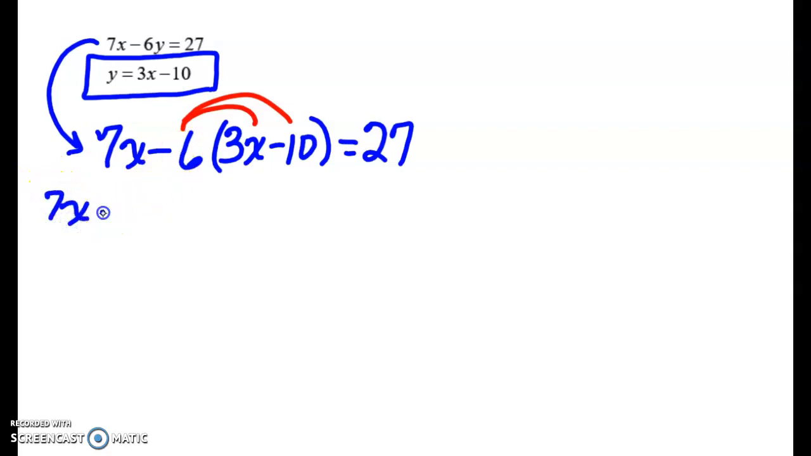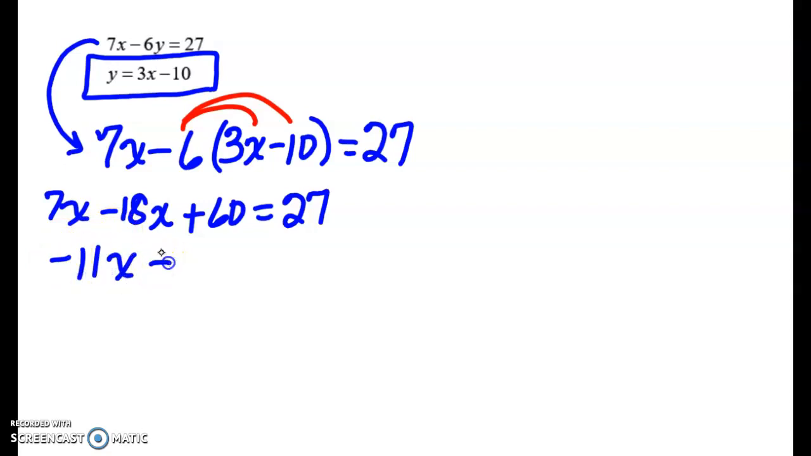And when you distribute, make sure you're distributing the negative 6. Ooh, that should be an 18x. Ugly. And that's a positive 60. Now I just combine like terms. That is ugly, but it's negative 11x plus 60 equals 27.